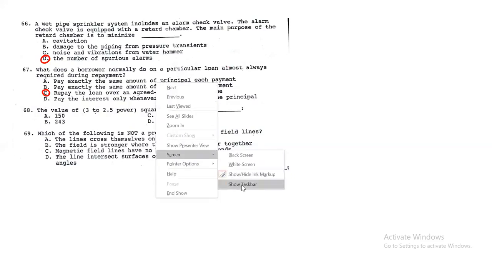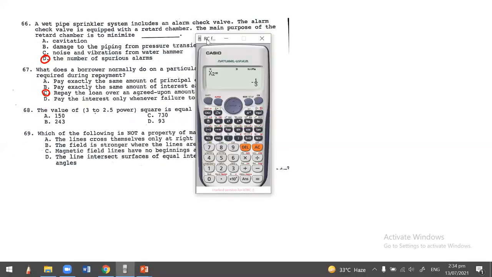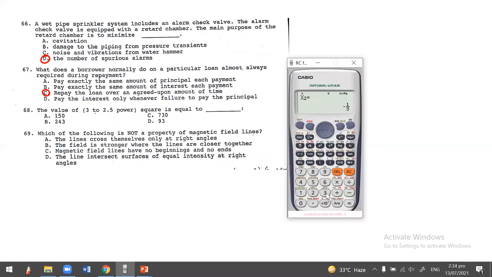Then next, 68. So itong 68. Ito na ata yung pinakamadali sa lahat, no? So 3 to 2.5 power. So 3 raised to 2.5 is equals to... 3 raised to 2.5 square pa pala. Square. So 243. So ito is, sulat ko yung solution na to. 3 raised to 2.5 square. So 243.